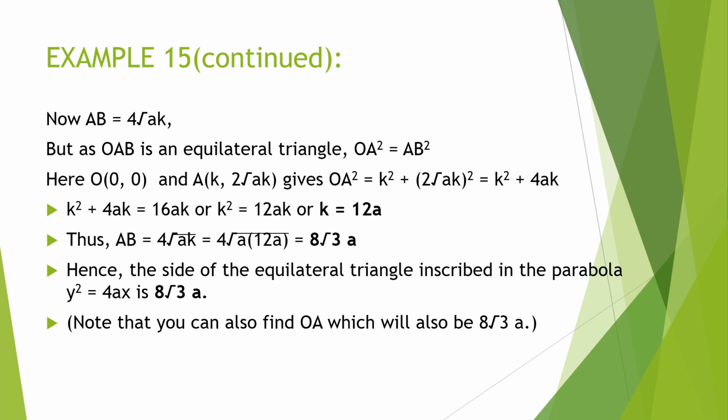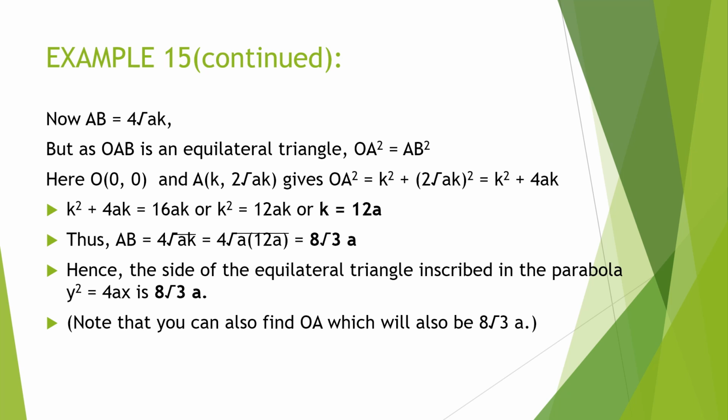OAB is an equilateral triangle. All the three sides will be equal. So OA square and AB square will be equal. OA means distance between O and A. O is the origin (0, 0). A has coordinates (k, 2 root ak). So OA square by the distance formula will be k square plus (2 root ak) whole square, which is k square plus 4ak. So now OA square is k square plus 4ak, and that is same as AB square.